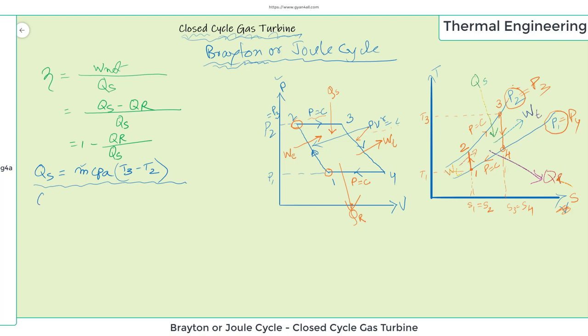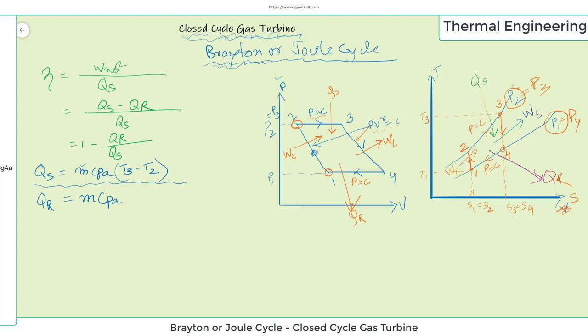Now come to QR, heat rejected. Now in which process is heat rejected? So heat is rejected during the process 4-1. Constant pressure heat rejection. So during this process, same formulas we can use, m Cp a. The working fluid is air.